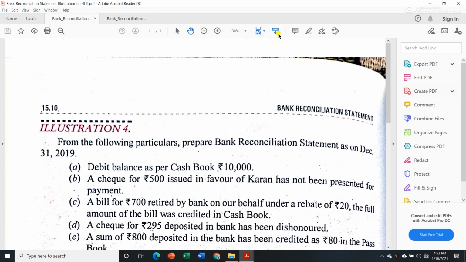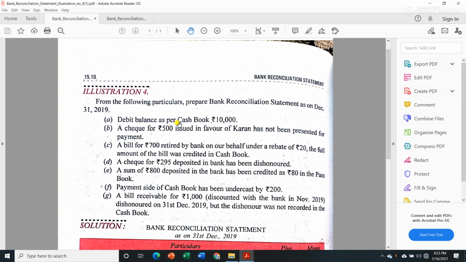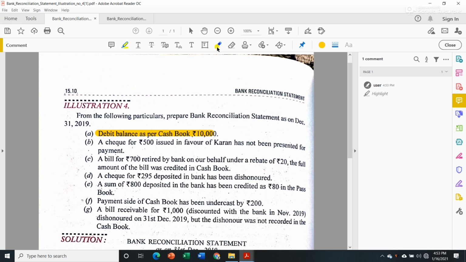Okay, now let us see illustration number 4. Now from the following particulars prepare bank reconciliation statement as on December 31st 2019. Now debit balance as per cash book, it will come in the plus side. Okay, in the plus column.